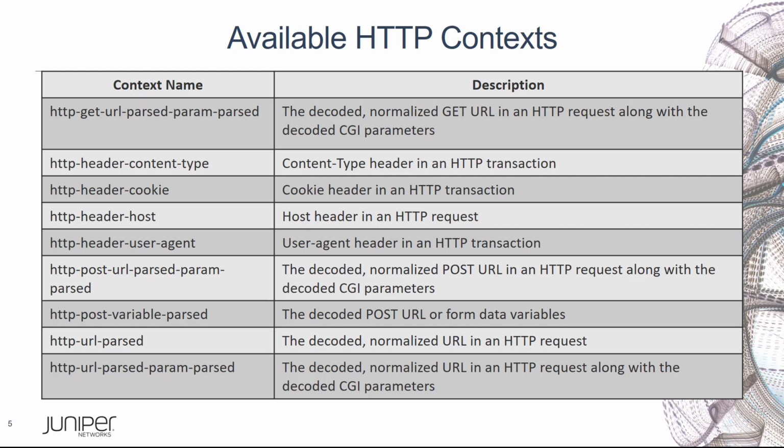writing your patterns. It's also important to note that only a subset of contexts within JDPI are available to AppID for processing. If, for some reason, you're unable to find a relevant context for your signature, it might be worth evaluating IDP instead, as it has over 600 contexts when compared to AppID's 11.